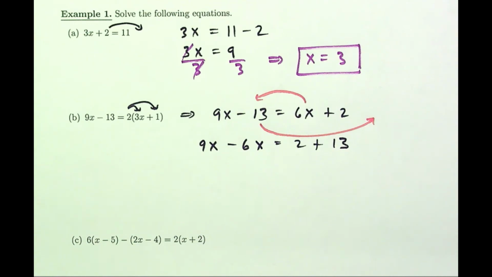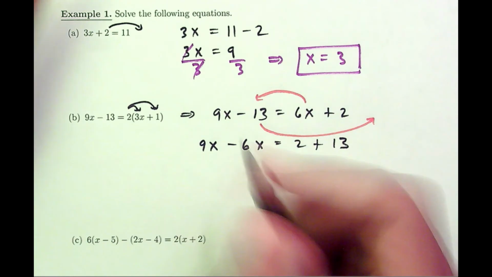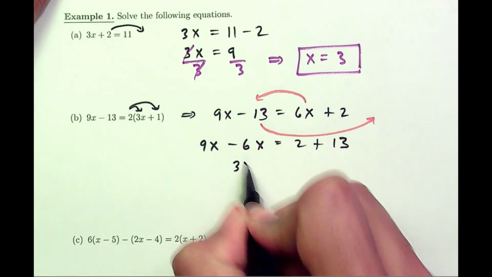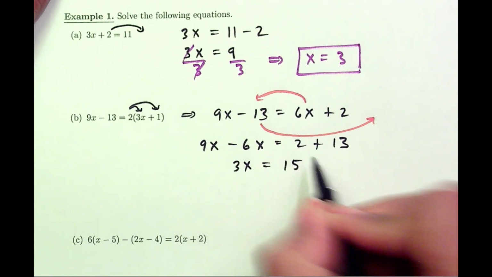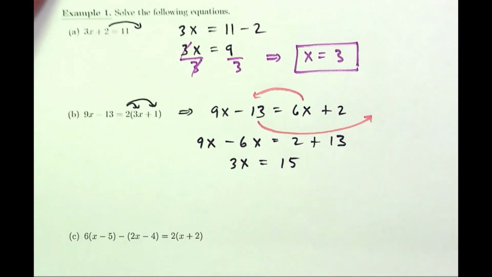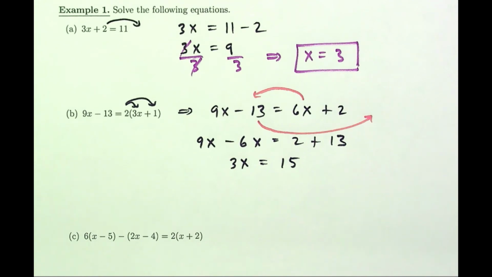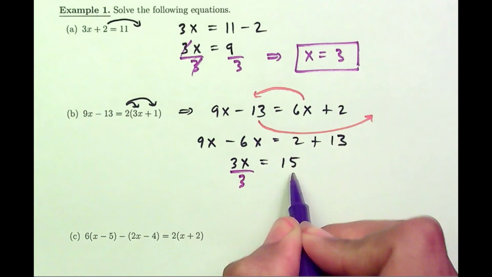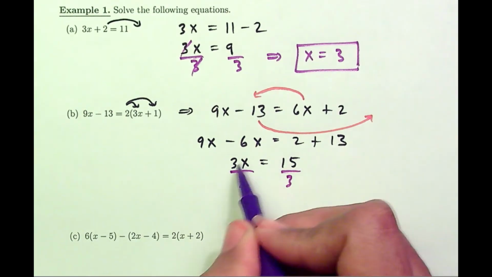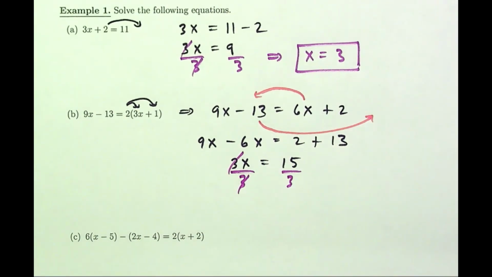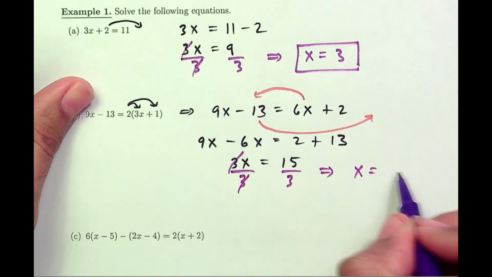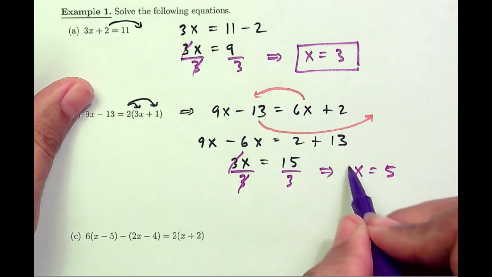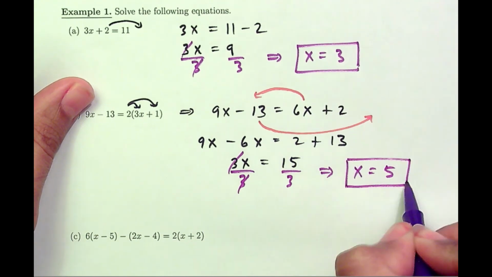All right, and now you simplify. 9x minus 6x is 3x. And then 2 plus 13 is 15. And now divide by 3. Again, it's going to cancel, and then you're going to end up with x equals 15 over 3, which is 5. 15 divided by 3 is 5.